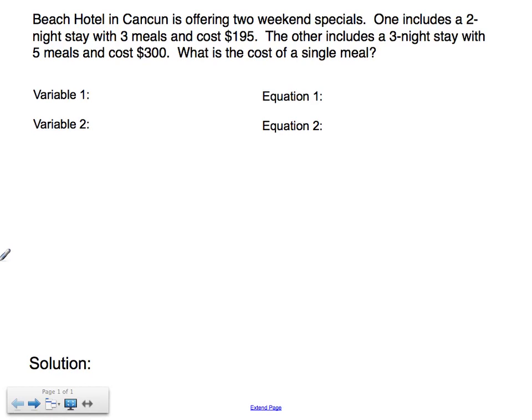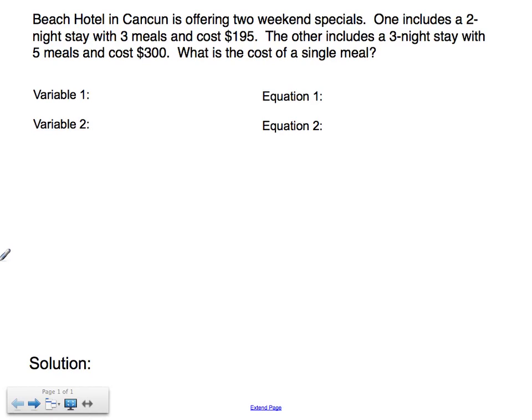This one is talking about a beach hotel and some specials that are going on. One includes a 2-night stay and 3 meals for a cost of $195. The other is a 3-night stay with 5 meals and costs $300. So basically what it's saying is that from this information we can conclude what a 1-night stay would cost and what 1 meal would cost. So the question is, what is the cost of a single meal?